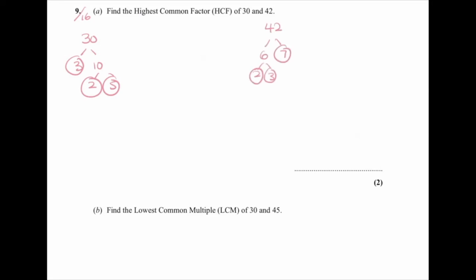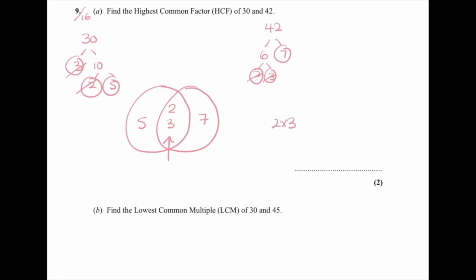And then we're going to pop them into a Venn diagram. 2 and 3 are in both. So that leaves me 5 and 7. The highest common factor is the middle section, 2 times 3, which is 6. If you're confident with this, I actually don't think it takes any longer than finding all the factors, but that is one way to do it.